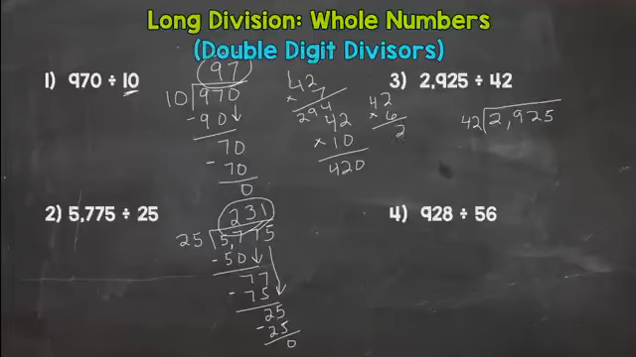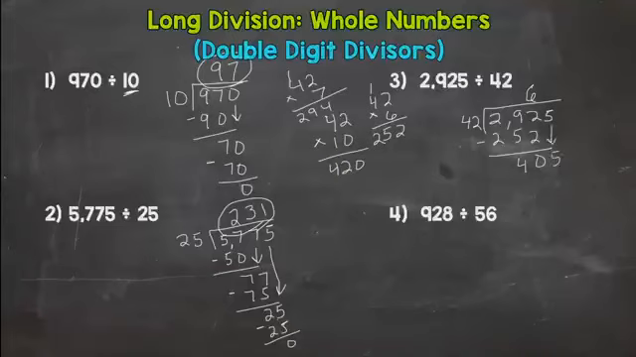6 times 2 is 12. 6 times 4 is 24 plus 1. 252. That's as close as I can get there. So I need to put a 6 above the 292. Not above the 2, not above the 29, but the 292. And 6 times 42 is 252. Subtract, I get 40. Bring down my 5.